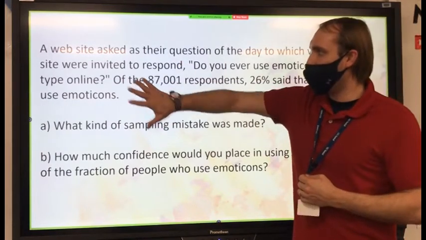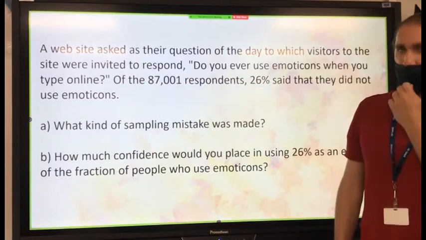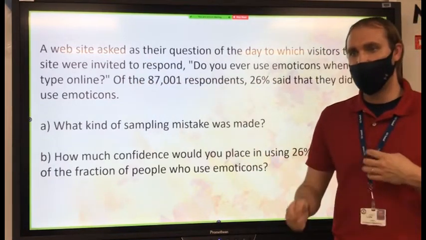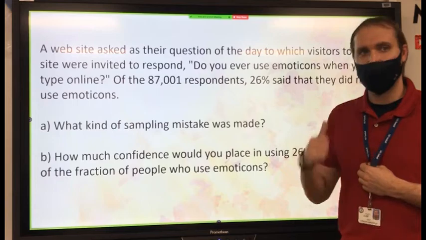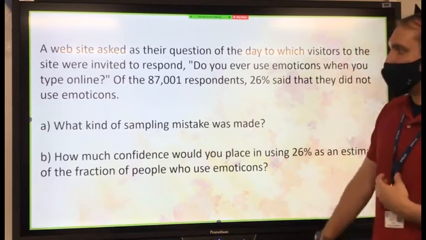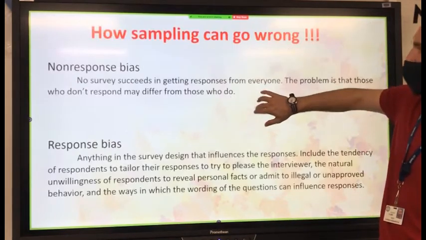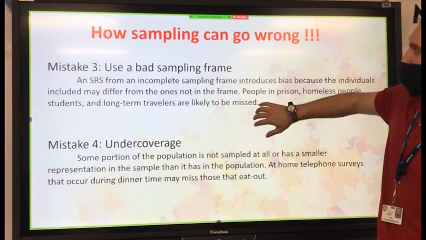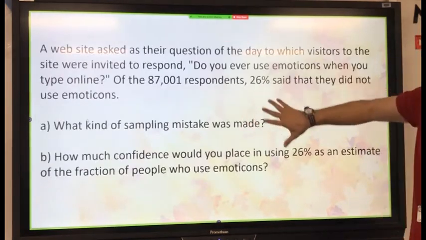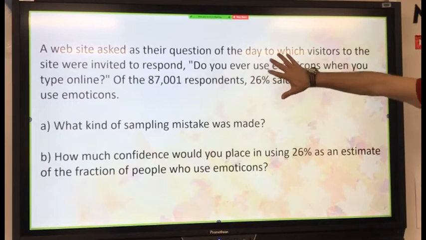Was it convenient for them to ask people on the website rather than going out and asking people randomly or by telephone random numbers? Yes. So they made that mistake. They used a convenient sample. Using a bad sample frame. So again, what did they miss? What did they miss out on?